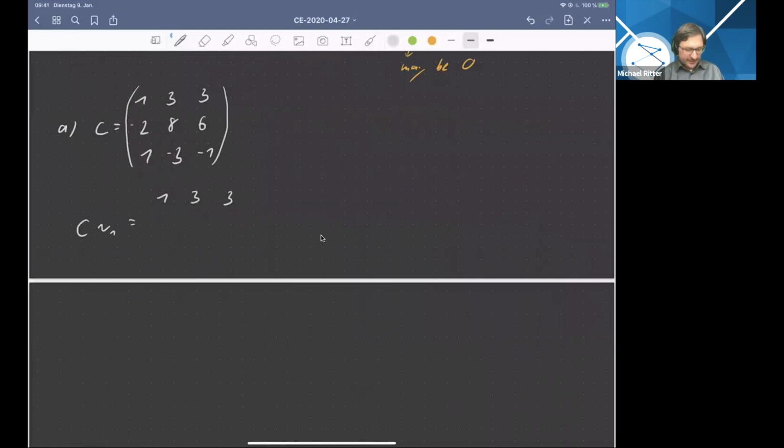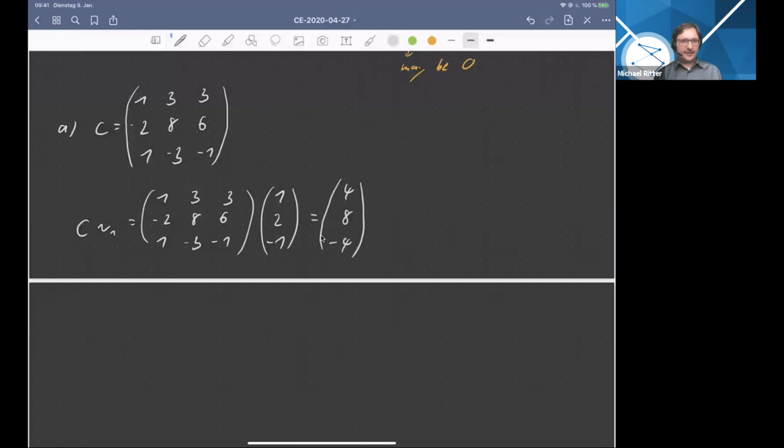That is the matrix 1, 3, 3, minus 2, 8, 6, 1, minus 3, minus 1, times v1, and that is the vector 1, 2, minus 1. If we just compute this matrix vector product, what we get is, let's see, first row is 1 plus 6 is 7 minus 3, that's 4. Second row is minus 2 plus 16 is 14 minus 6, that is 8. And the third row is 1 minus 6, that's minus 5, plus 1, that's minus 4. So that's the result of this multiplication here.